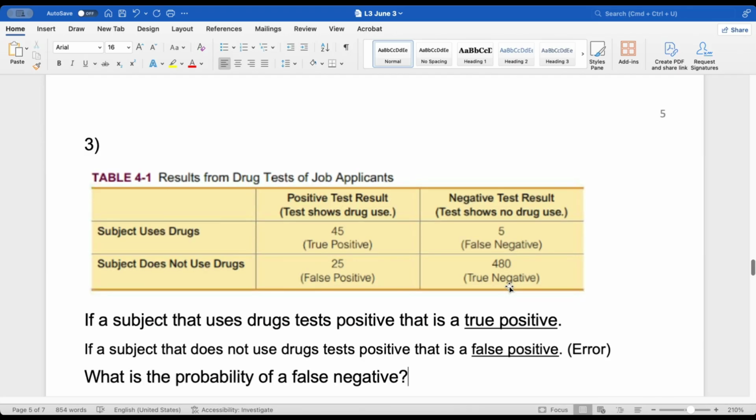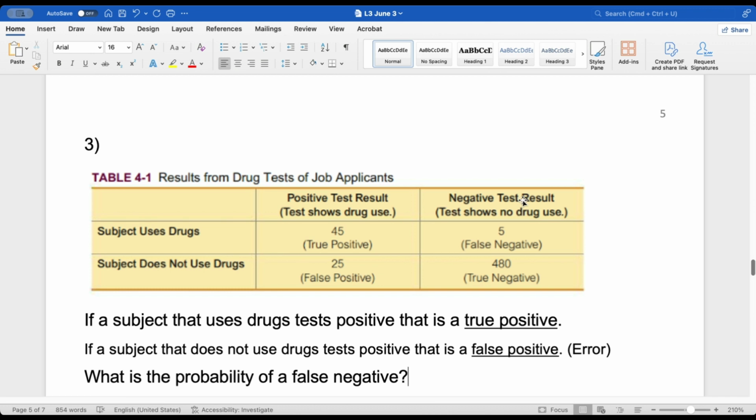All right, let's see. Here we have a given chart, results from a drug test of job applicants. So the person can test positive or test negative, and then we have the actual situation as to whether or not the subject uses the drug or does not use the drug. If a person tests positive and uses the drug, then that's a correct result. It's a true positive. In this case, there were 45 cases of that.